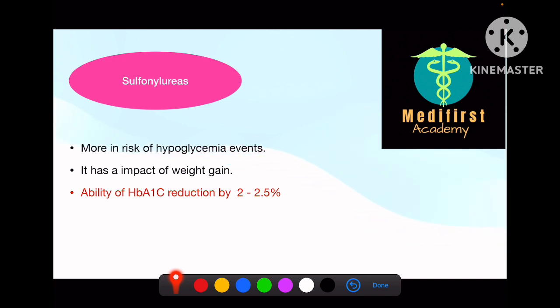Sulfonylurea has the ability to reduce HbA1c by 2 to 2.5, right? But it has the highest risk of hypoglycemia, right? Then it has an impact of weight gain. Those are the adverse effects of sulfonylurea compared with the other drugs, right?